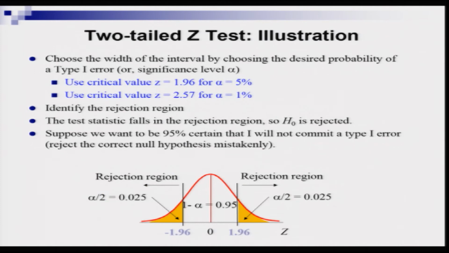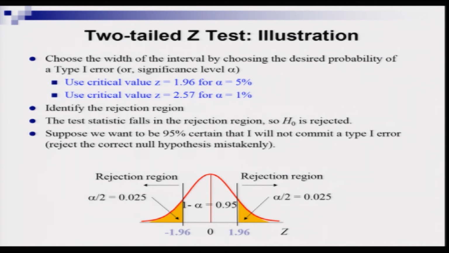So, as I have already said, you have to choose the width of the interval by choosing a desired probability of committing a type 1 error, and generally people go by alpha 1% or alpha 5%, mostly it is 5%. Now we have to identify the rejection region, and if the test statistic falls in the rejection region, then you reject your null hypothesis.